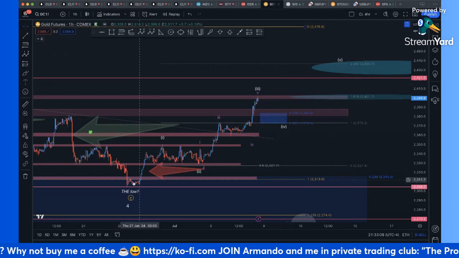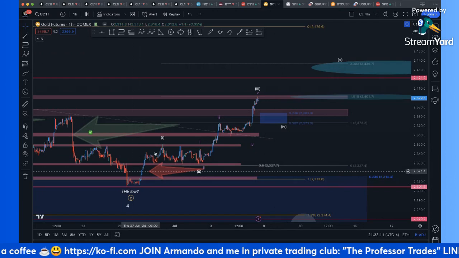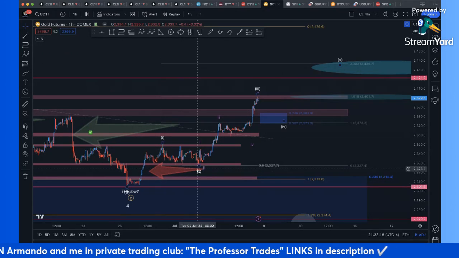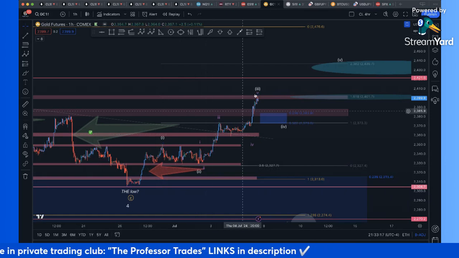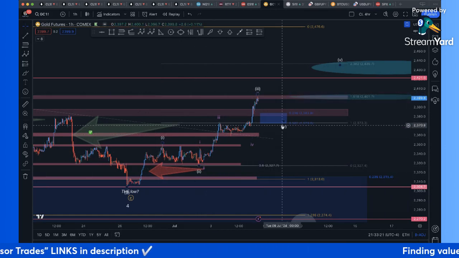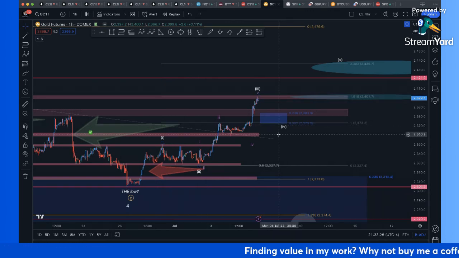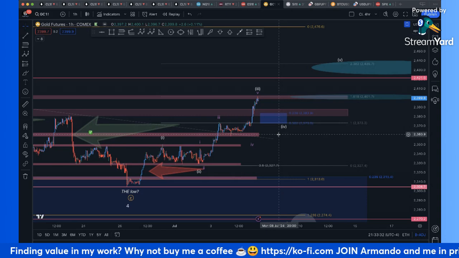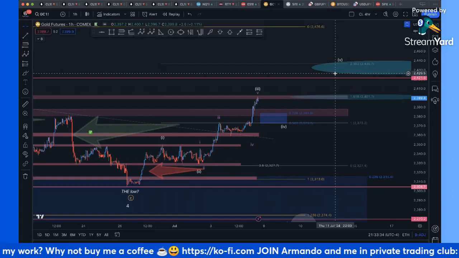So in review, wave 1 should be composed of 5 waves. Wave 2 should be some combination of 3 waves. Wave 3 should be composed of 5 waves. Wave 4 is usually the most complex corrective wave. So that can be composed of 1 3-wave move, 2 3-wave moves, or even 3 3-wave moves. More on that later. And then wave 5 should be composed of 5 waves.